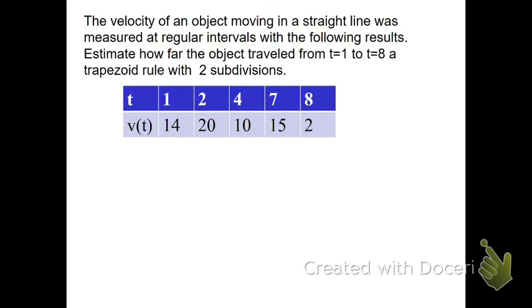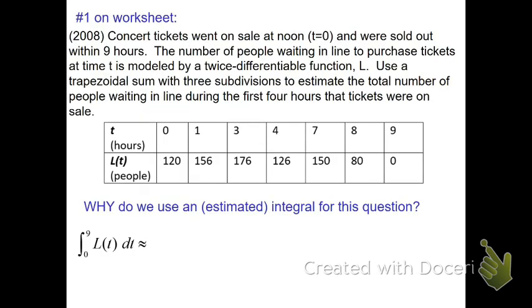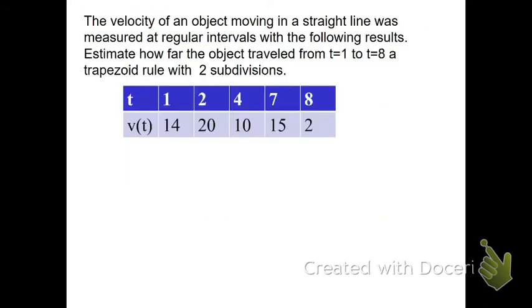I want you to think about why we're even using a trapezoid rule. Why are we doing an integral, in other words? This is just an estimated integral. If this is velocity, feet per second, then when you integrate feet per second, you just get total feet, which is distance, okay?